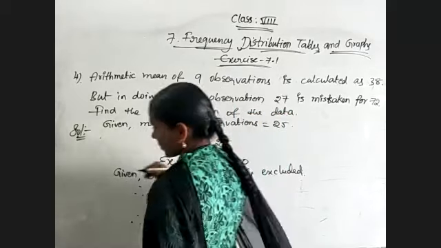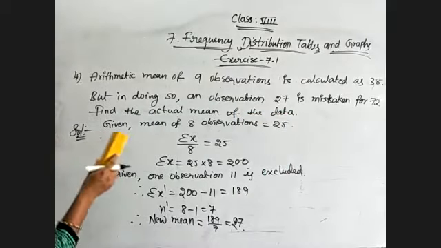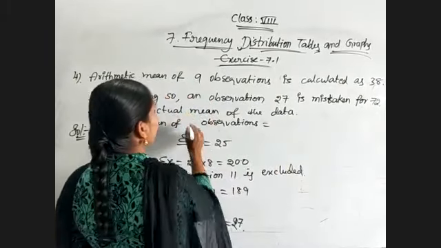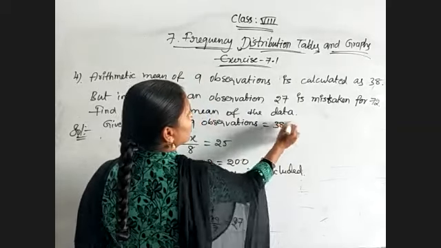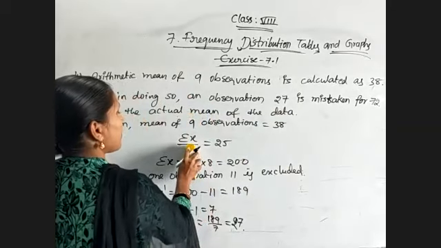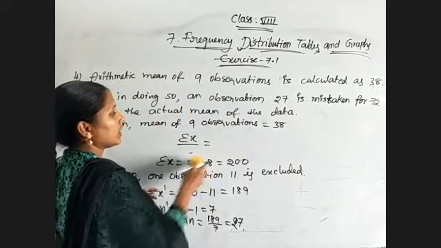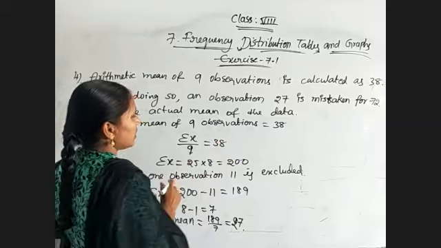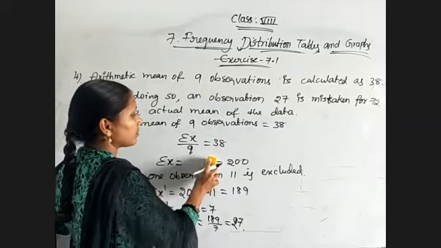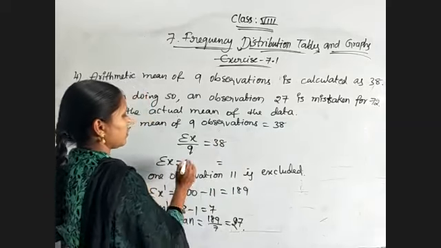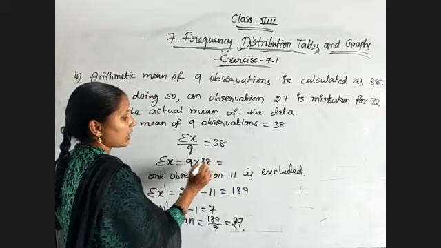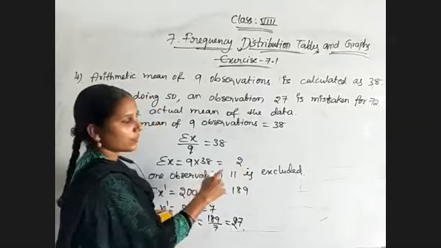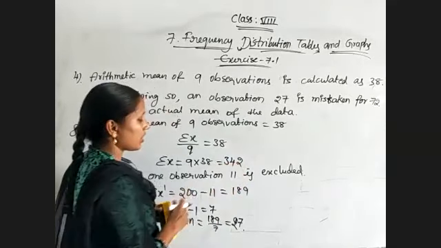So observe the question here. The mean of 9 observations is equal to 38, given in the first statement. From that, we need to find the sum of the observations. The sum of the observations will be equal to 9 into 38. So what will we get? 9 8s are 72, 9 3s are 27, 27 plus 7 is 34, so 342.